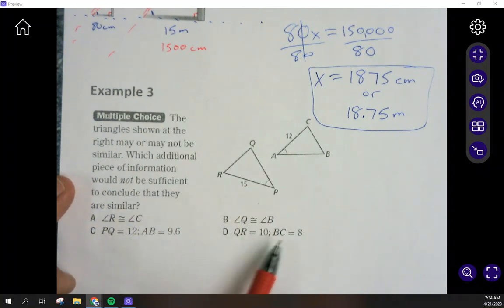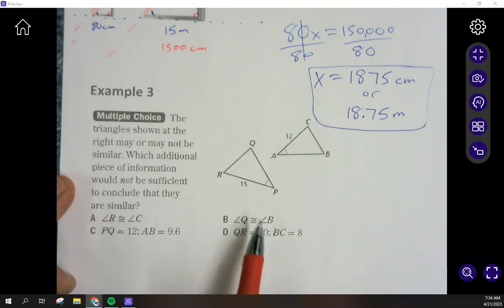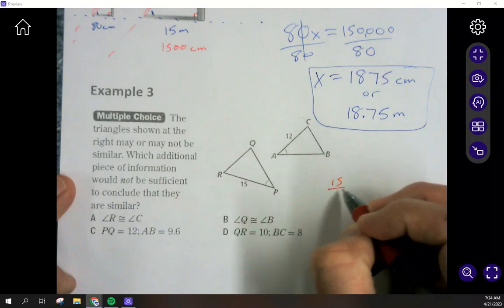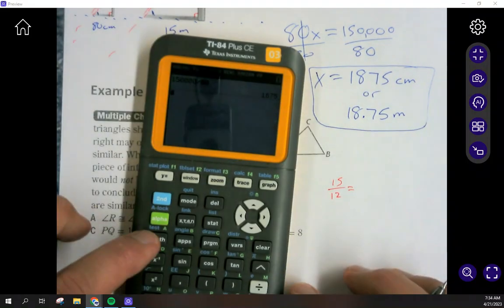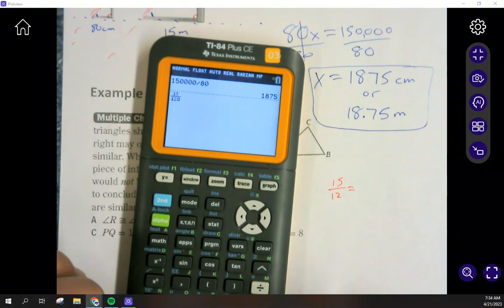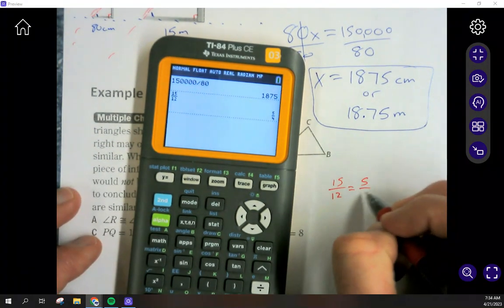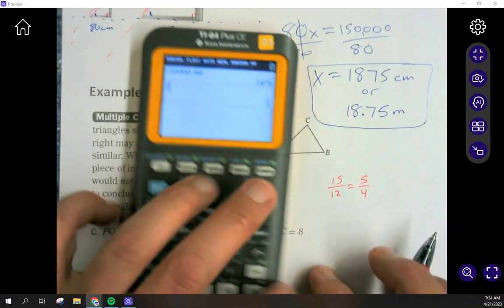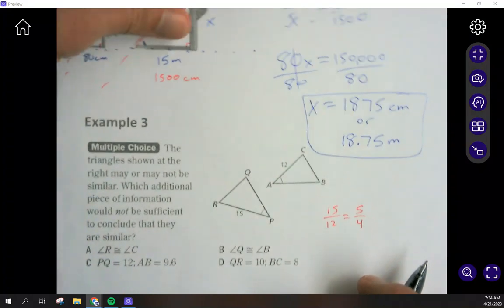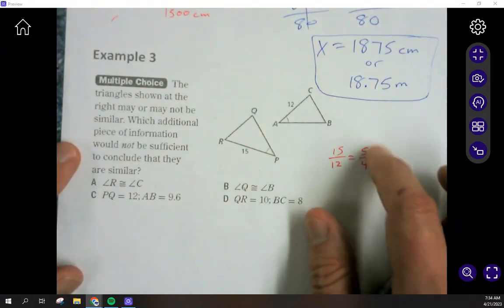And so we have C and D, which are comparing sides. So first of all, it can't just be given measurements of sides. They have to be in proportion to each other, meaning their ratios match up. So first of all, let's go ahead and see what's the ratio of the two sides that were already given to us. 15 over 12. If you go ahead and simplify that, it is 5 over 4. So that's the ratio between those sides. Everything else that we look at here is going to have to be given to us in the same manner in terms of the ratio.